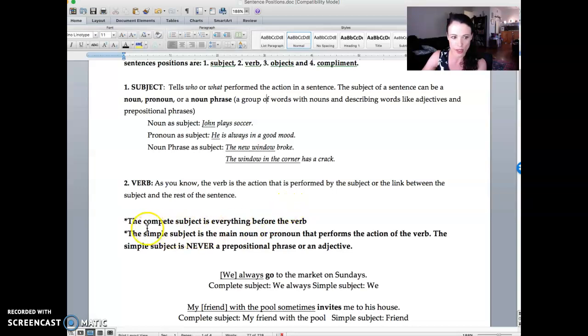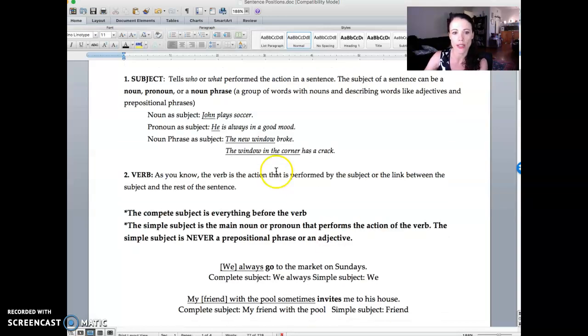So I'm going to skip down right here. The complete subject is everything before the verb. So the new window is everything before the verb. This is the verb broke. Okay? The simple subject is the main noun or pronoun that performs the action of the verb. The simple subject is not going to be a prepositional phrase or an adjective. So we have to look in that noun phrase and find what is that main noun that goes with the verb. Okay, so in here, the complete subject is going to be the new window. The simple subject is just going to be this word, window. Okay.